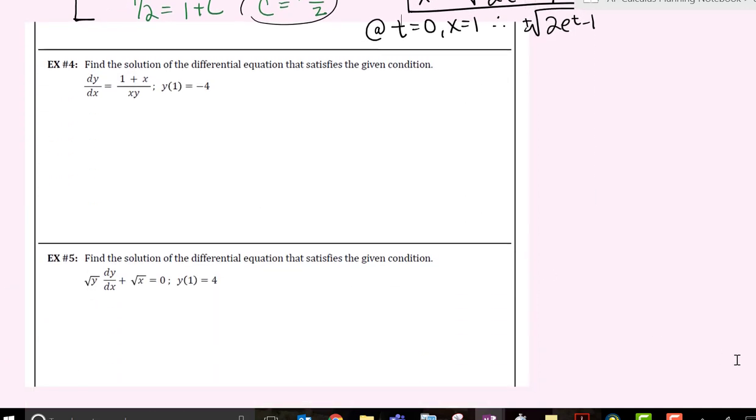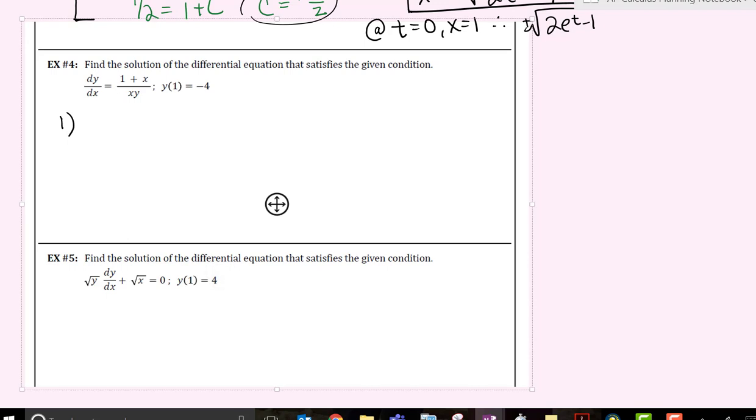Let's check out number 4. We are so close. Find the solution of the differential equation that satisfies the given condition. Great. We are back to x and y values. Love that. We are going to say here, let's do our first step. We need to separate our variables.